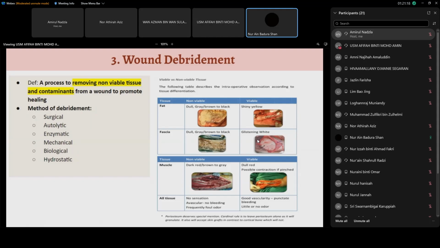Third is wound debridement. The definition is a process to remove non-viable tissue and contaminants from the wound to promote healing. We have several methods of debridement like surgical, autolytic, enzymatic, mechanical, biological, and hydrostatic.